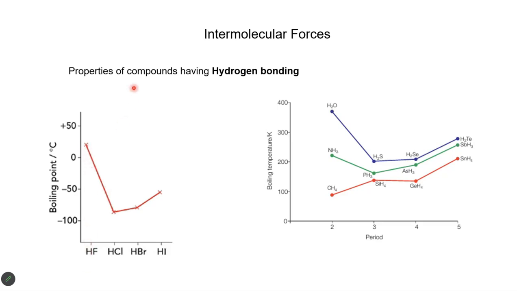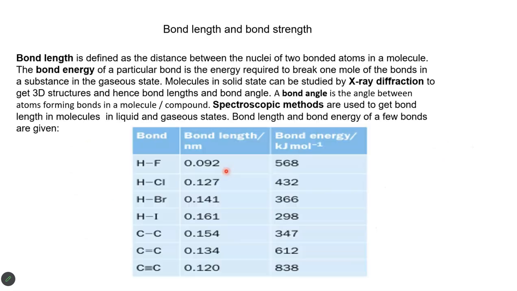And this is a property of compounds having hydrogen bond, that they will have different properties than the other compounds of their group. Similarly, we are showing here boiling temperature in Kelvin and in Celsius. In the group period, you can see that water has hydrogen bonding, but hydrogen sulfide, hydrogen selenide, hydrogen telluride do not have hydrogen bonding. Therefore, you can see the sharp rise in boiling point. We go for the next slide.